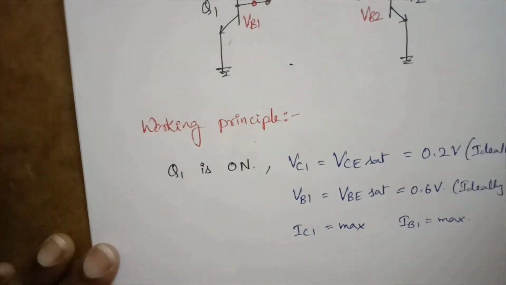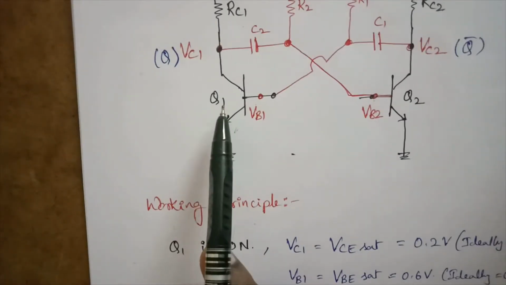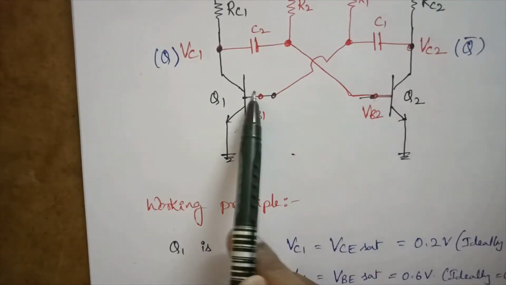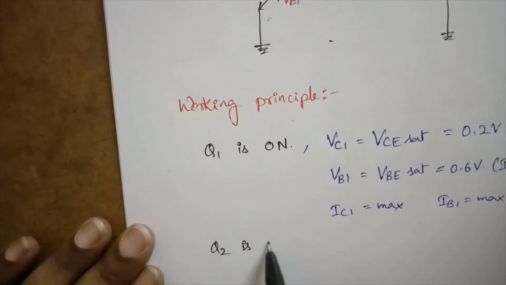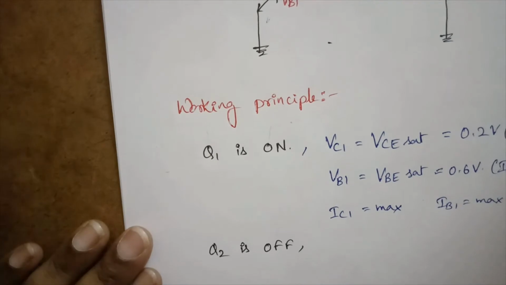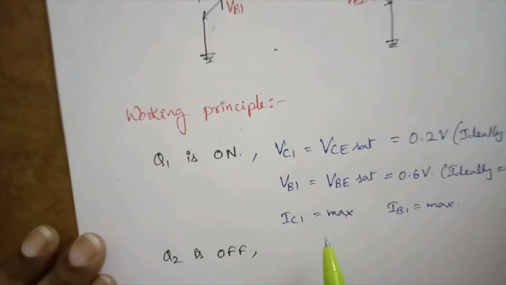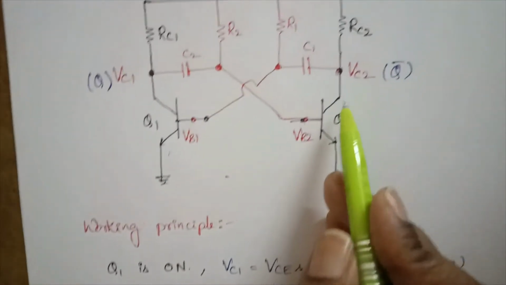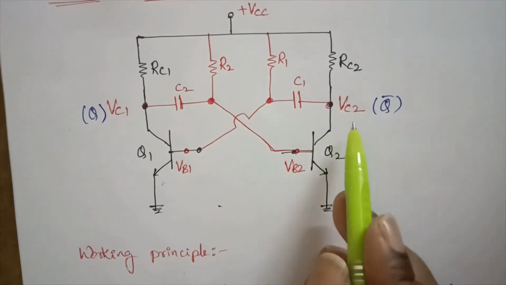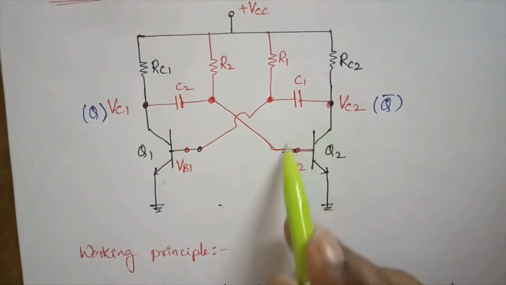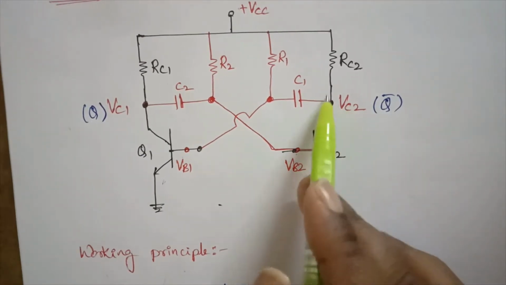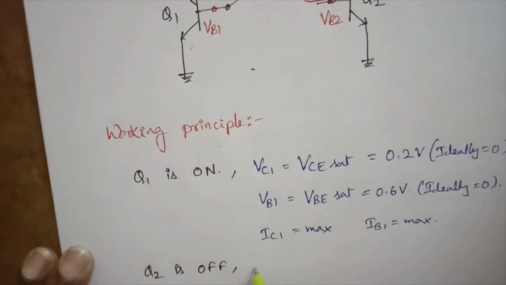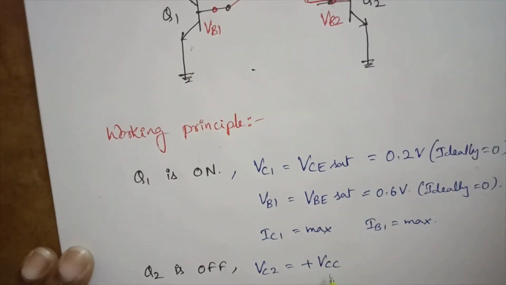Now when Q1 is on, what about Q2? Q2 is obviously off. When Q2 is off, what about the value of VC2? When Q2 is off, it acts as an open circuit, that means an open switch. Then VC2 is connected to VCC, so the value becomes plus VCC.